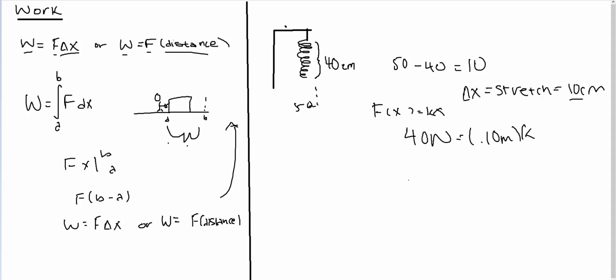So that means that k is equal to 400 newtons per meter, which means that f of x is equal to 400x, because that's going to be our actual force. So what we're going to do is that is the work done on the spring. And that's it. That's all we have to do.